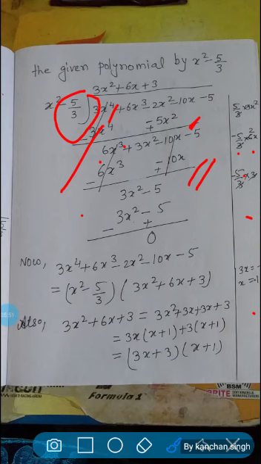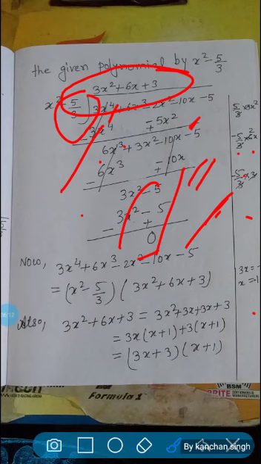So again we want what, 3x^2. Just you multiply with 3. It becomes 3x^2 and this, see, minus 5 by 3 into 3. 3 gets cancelled. What is left, minus 5. So again you change the sign, this gets cancelled and our remainder is 0. So now we get what, 3x^2 + 6x + 3.